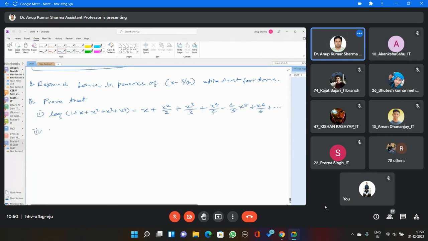Next, prove that (1 plus x) to the power x is equal to 1 plus x square plus x cube by 2 plus 5 upon 6 x to the power 4 minus 3 by 4 x to the power 5 plus x to the power 6 plus dot dot. Okay, so in this case you see, prove that it is.